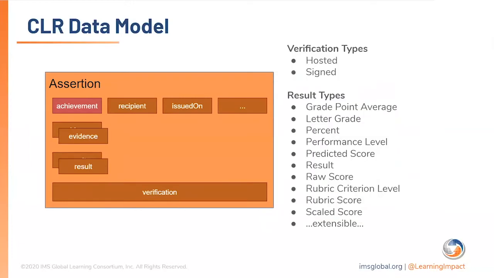Note that the results can also be aligned to external frameworks. This means that the assertion can both attest to an achievement and assert how well the recipient did using machine-readable alignments to a shared framework. And like the CLR as a whole, each individual assertion can be verified to ensure it has not been tampered with or revoked since it was issued.